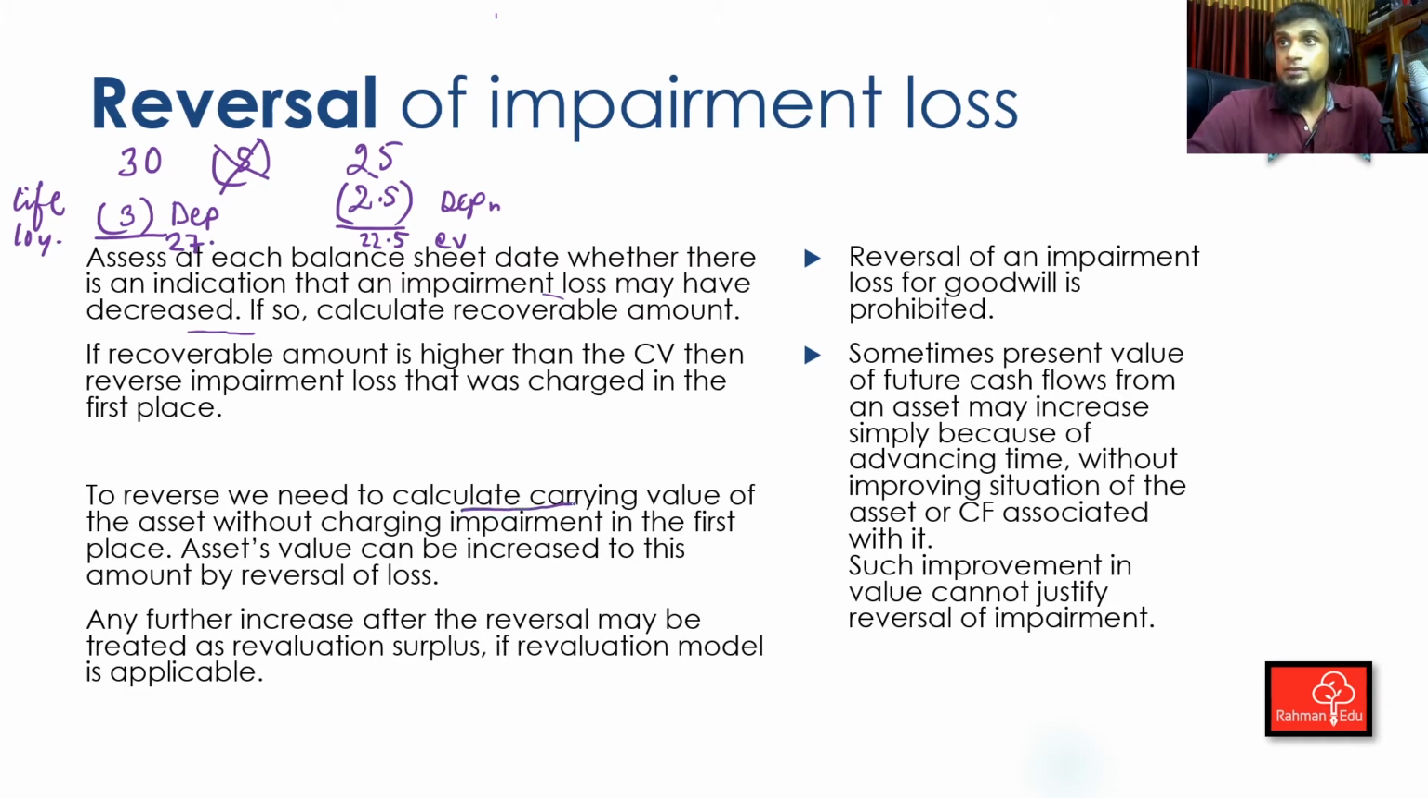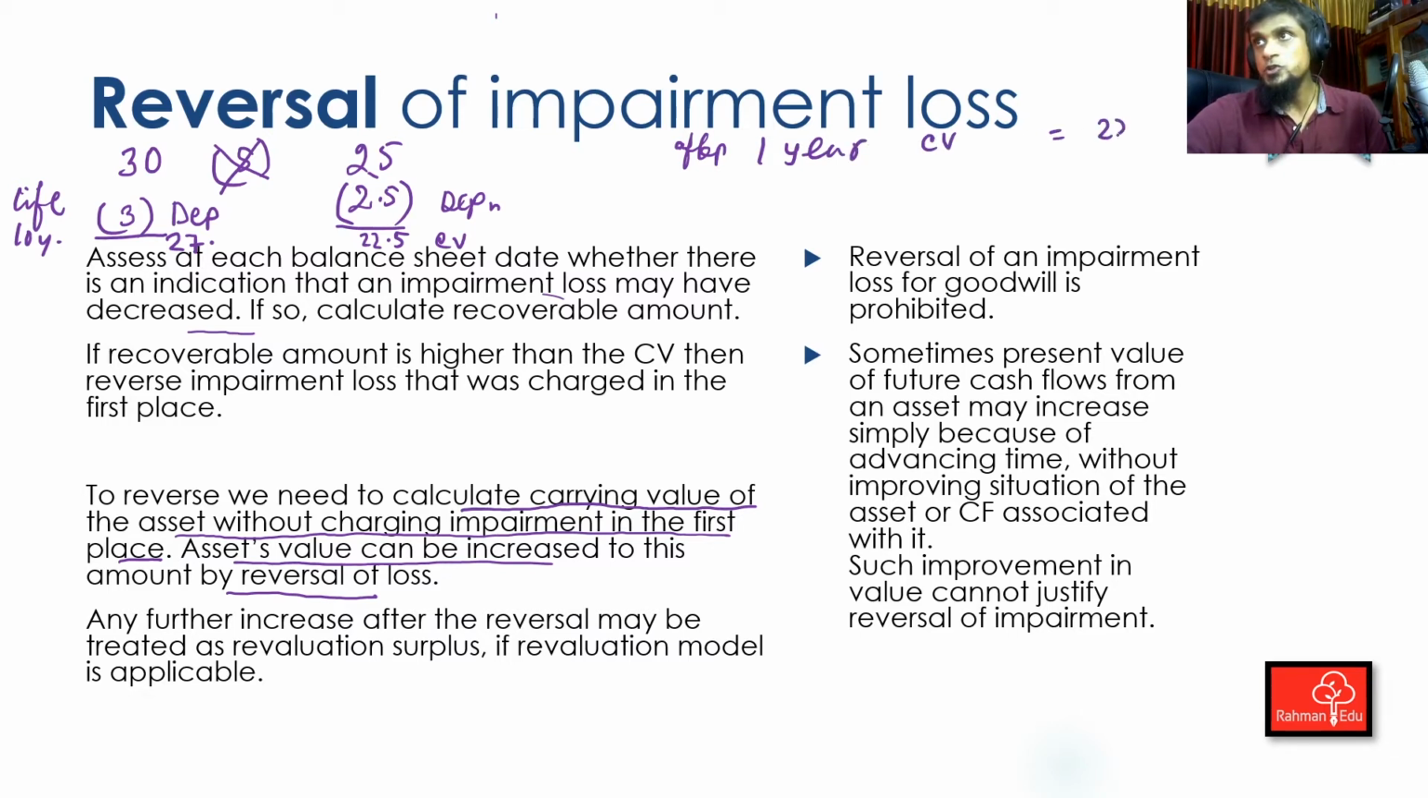Calculate the carrying value of the asset without charging impairment loss in the first place when you see the asset's value is increasing. Asset's value can be increased to this amount by reversal of impairment loss, 27. So here is the situation after 1 year. Carrying value 22.5.